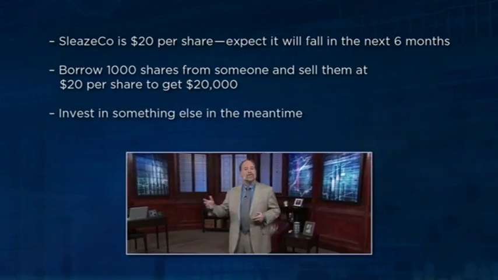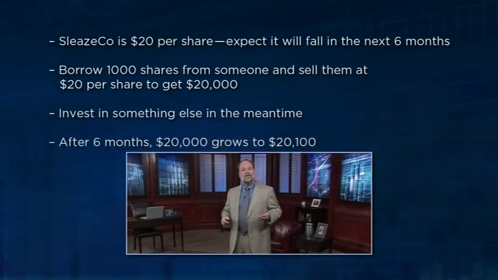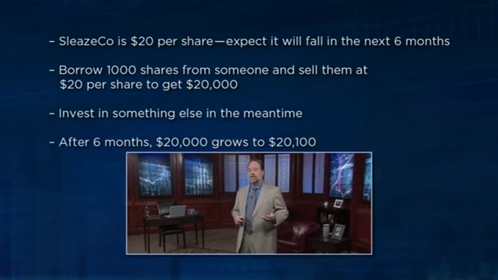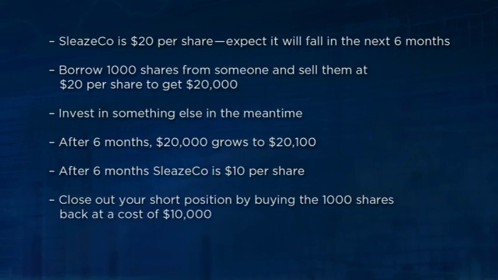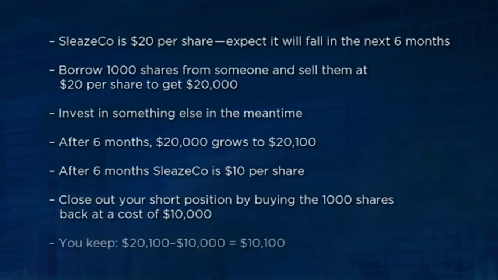Let's say you invest in short-term T-bills and you get 1% per annum, and after 6 months, your $20,000 will grow to $20,100. During that 6 months, the true value of Sleesco has become apparent to the market and now trades at $10 per share. You close out your short position by buying the 1,000 shares back for a cost of $10,000. And you pocket the difference between the $20,100 and the $10,000, that's $10,100. So even if something is too expensive, it may still be a good idea if the idea is to short it. Of course, shorting might turn out badly.